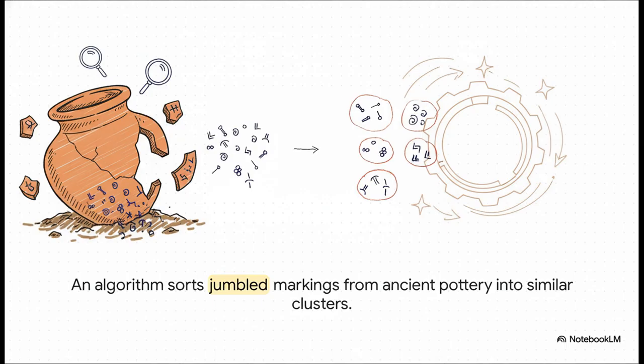An unsupervised algorithm could look at that total jumble on the left and automatically sort it into the neat, distinct groups you see on the right, just based on what the markings look like. It's finding connections that maybe no human ever even noticed.